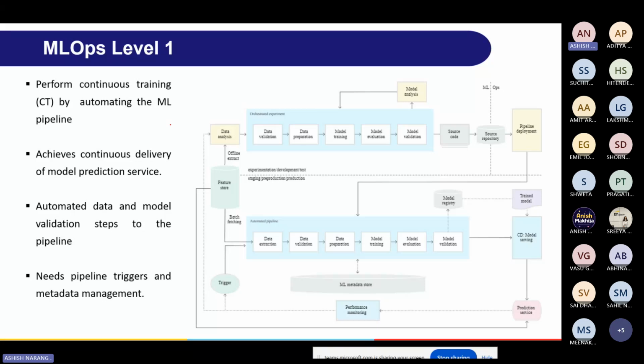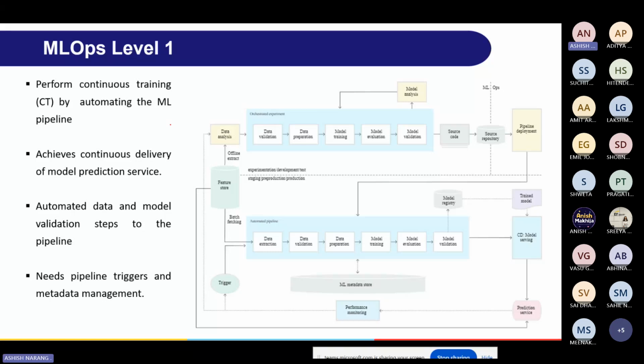Level 1 MLOps also includes automated data validation as well, right? It checks whether the incoming data is valid. It also does the model validation automatically. It checks whether the retrained model is actually good enough, right? Because if it is not better than the previous one, why should I deploy it?